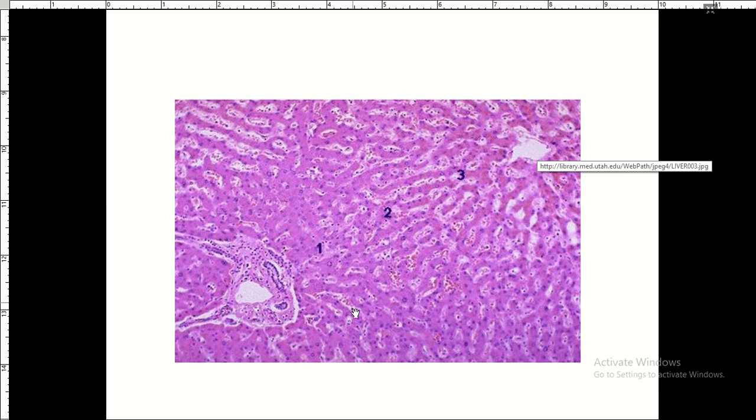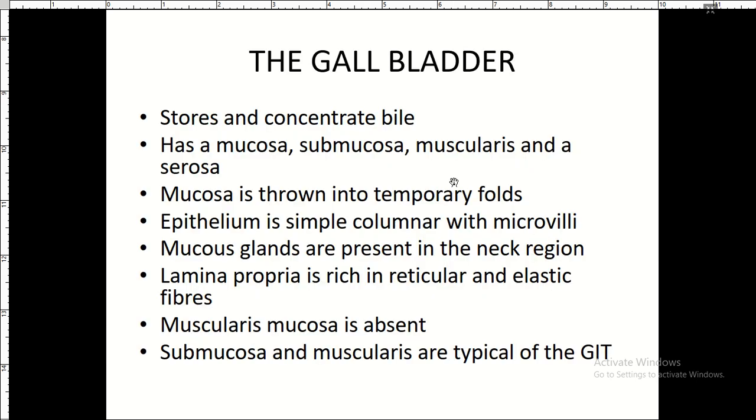So you can actually see zone 1 is a bit basophilic. Why? Because there's going to be abundant rough endoplasmic reticulum for protein synthesis, right? And as we move from this, you can actually see we are now getting more eosinophilic and more eosinophilic. At this position, there is not much protein synthesis that takes place here, right? So you're going to have a low concentration of rough endoplasmic reticulum, therefore it's eosinophilic. So we are done with the liver.